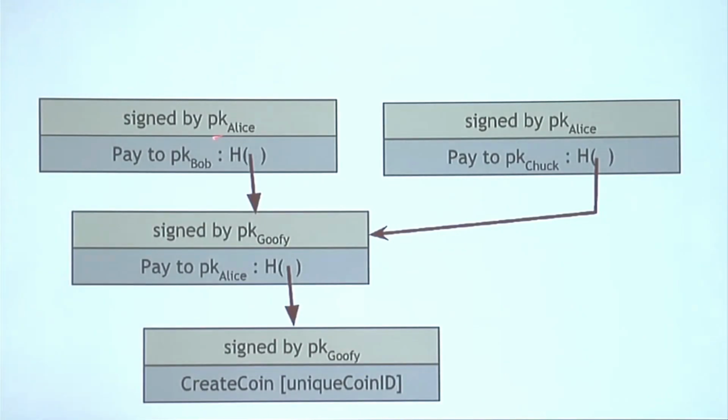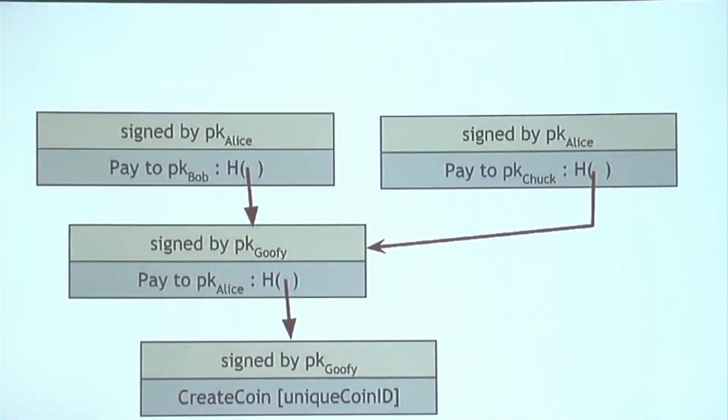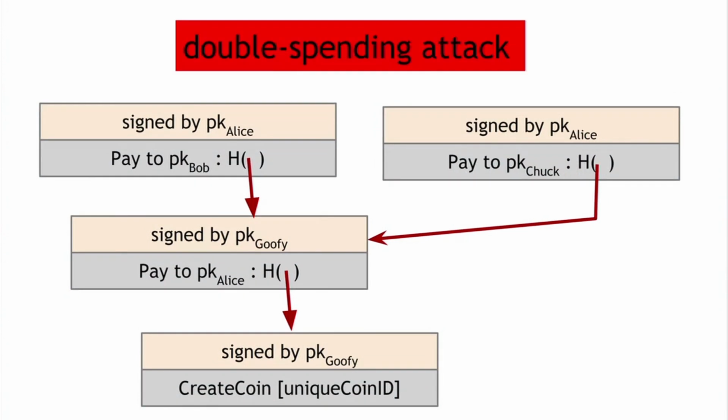Now, if Chuck doesn't know about this data structure up in the upper left, let's say Alice just gave that to Bob and didn't tell Chuck. Now Chuck will look at this and he'll think that this is perfectly valid, and now he's the owner of the coin. Chuck has a valid looking claim to be the owner of this coin, and Bob has an equally valid looking claim to be an owner of this coin, and that's a problem because coins are not supposed to work that way. This is called a double spending attack. It's called double spending because Alice is spending the same coin twice.